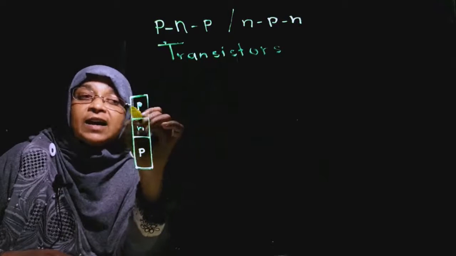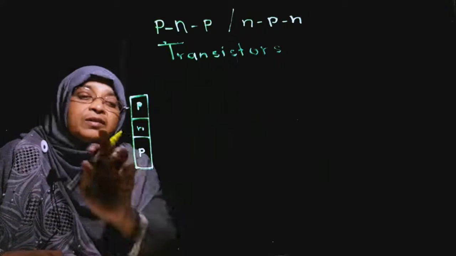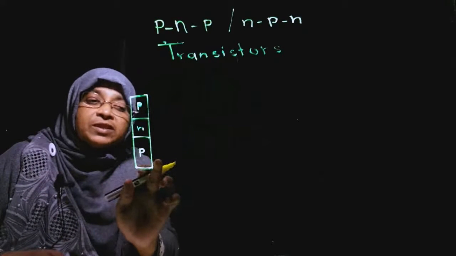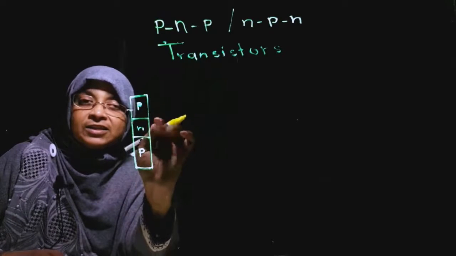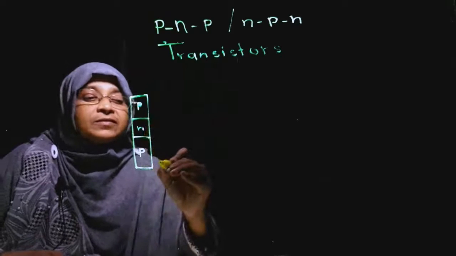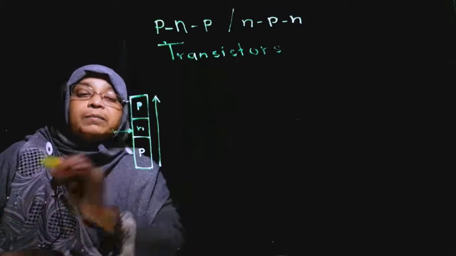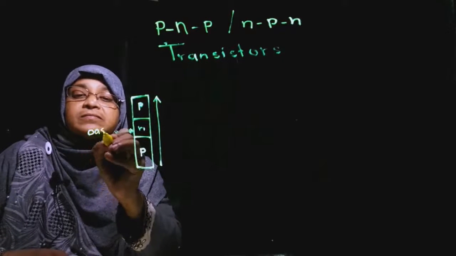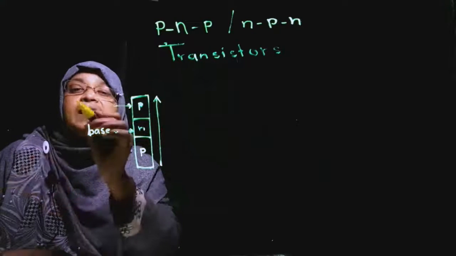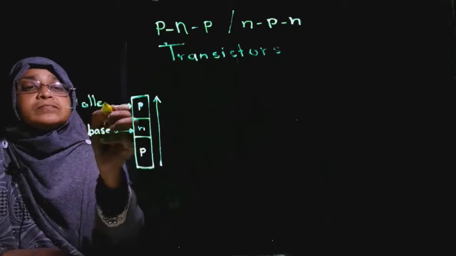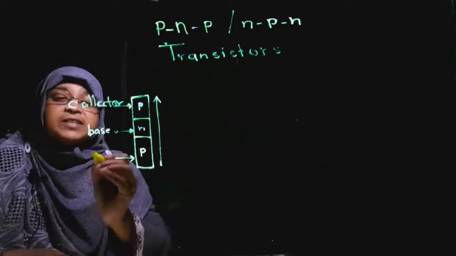Doping one side highly, other side low. We know the current flows from the positive to negative, so the current flow direction can be shown like this. The middle part is called base. One of this P end is called collector. The other end of this P is called emitter.